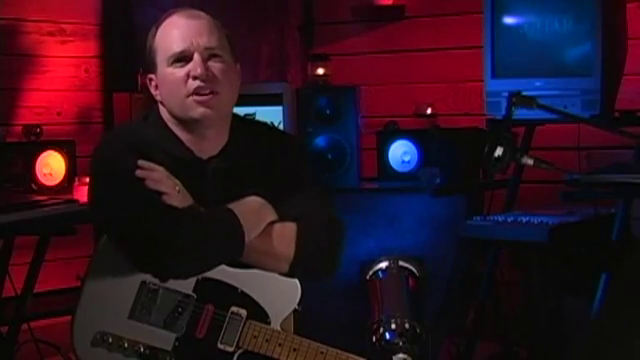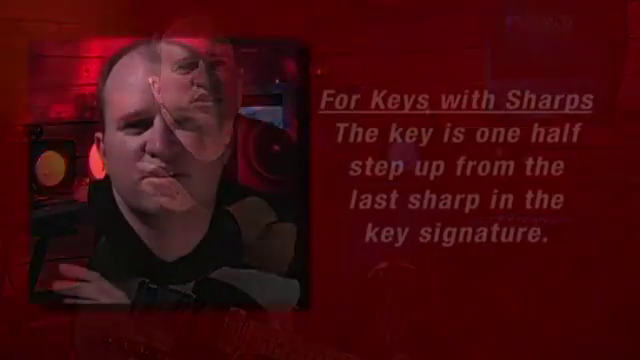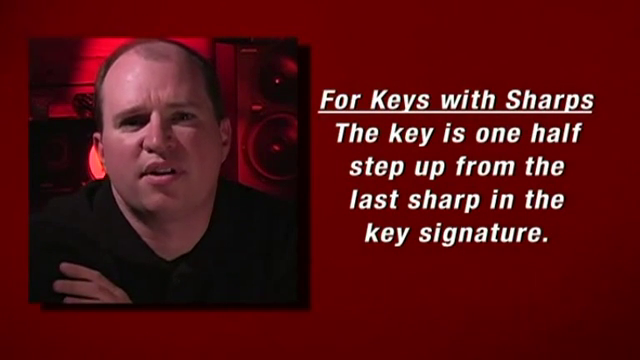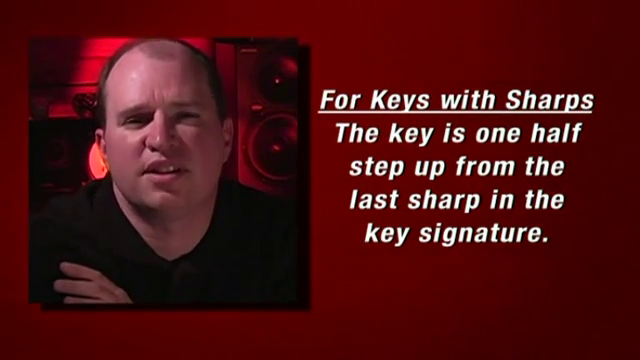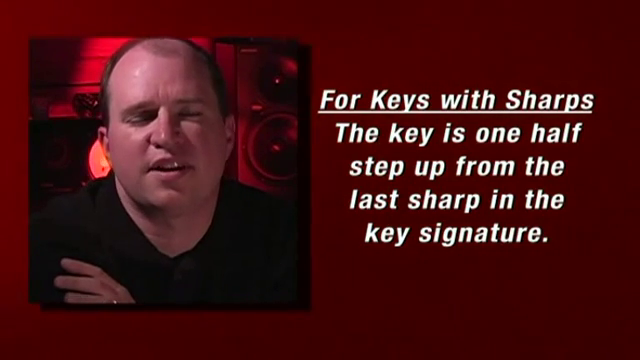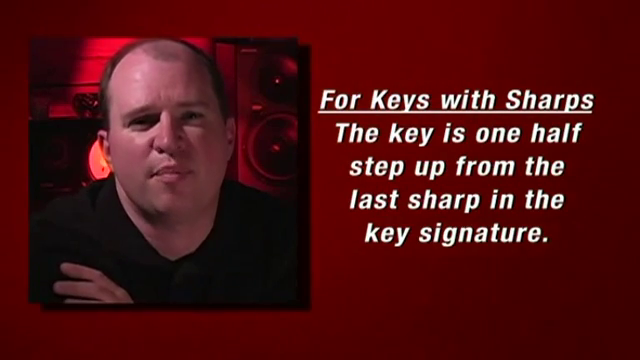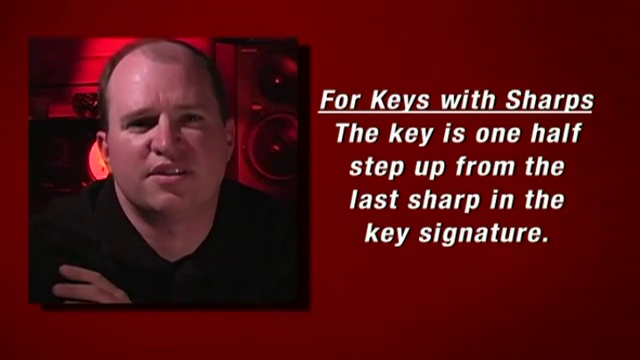First part is in sharp keys. For sharp keys, the rule is the key is a half step up from the last sharp in the key signature. I'll say that again. For sharp keys, the key is a half step up from the last sharp in the key signature. For example, if the key signature has an F sharp, a C sharp, and a G sharp, then the last sharp is a G sharp. That's the one you're looking at. A half step up from a G sharp is A. So the key is A.